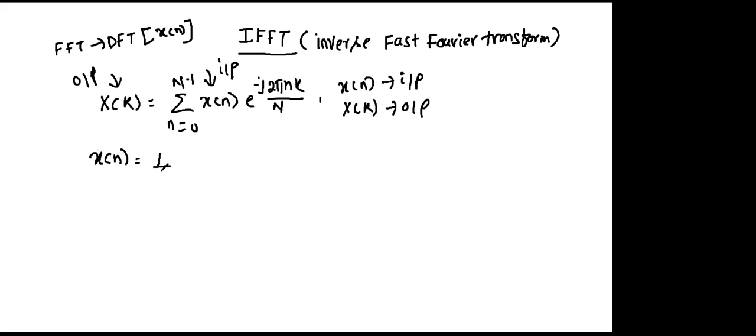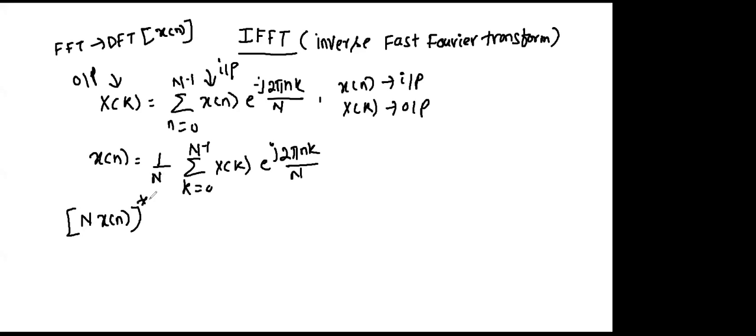x of n equals 1 by N summation of k from 0 to N minus 1 X of k e to power j 2 pi nk by N. Okay, now I can write it like this: N x of n, I am taking this N to the left-hand side, and I am taking the conjugate. Then what will you get? Summation of k from 0 to N minus 1 X of k e to power j 2 pi nk by N.